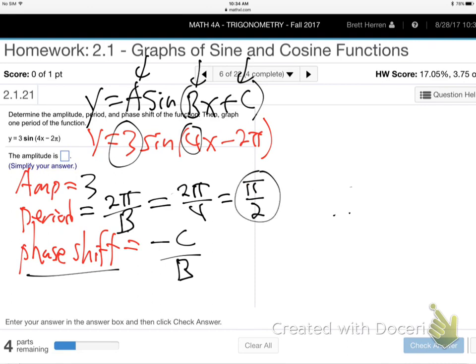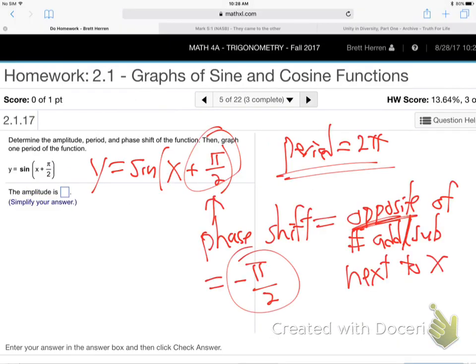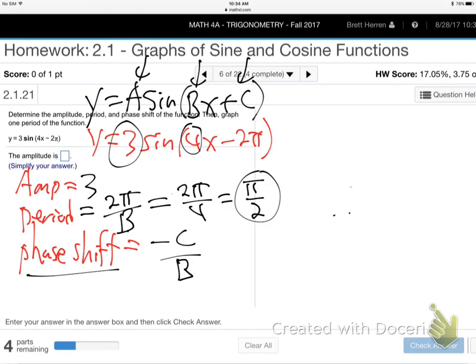So this is what's new for the phase shift. A minute ago, I said it's just the opposite of whatever's out here. That's true as long as there's no number multiplying x. See on the last problem how there was just a 1 here? So it was just the opposite of that, which is true, because it's just minus pi over 2. If you want over 1, which does nothing, it's just minus pi over 2. That was true. Now, there's a number here, so we've got to be a little more careful.